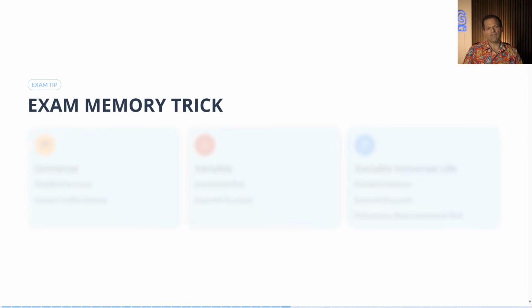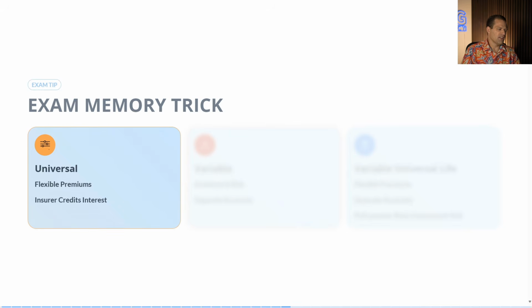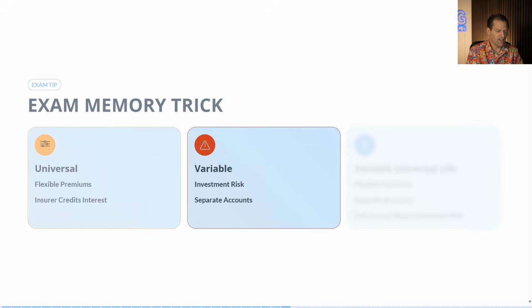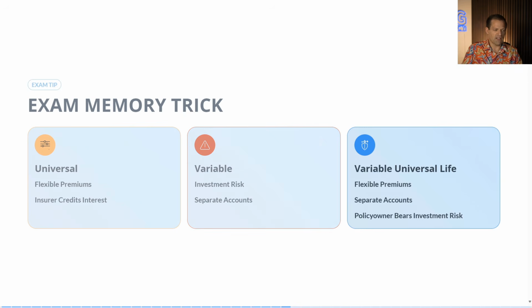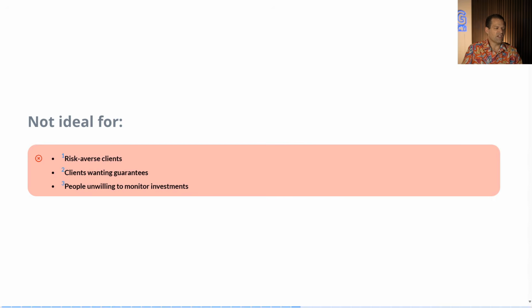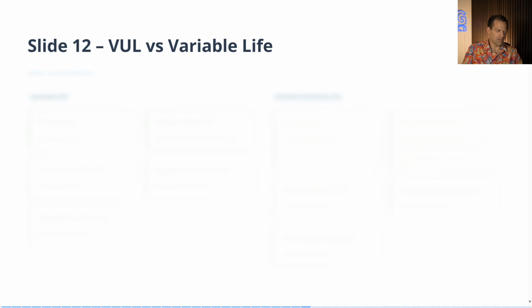So a trick to help you memorize on the exam. Universal means flexible premiums with insurer credits interest. Variable means investment risk in separate accounts. And variable universal life means flexible premiums, separate accounts, and policy owner bears the investment risks. This is not ideal for risk-averse clients, clients wanting guarantees, and people unwilling to monitor investments. That's a lot of people.